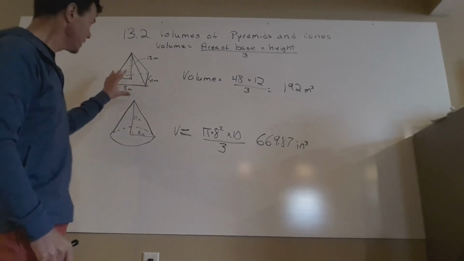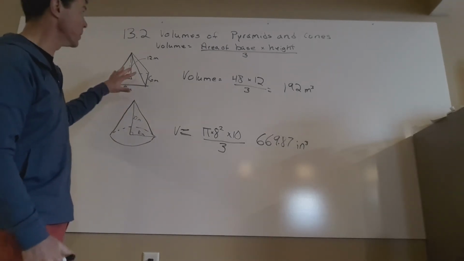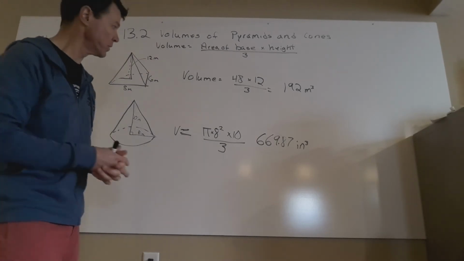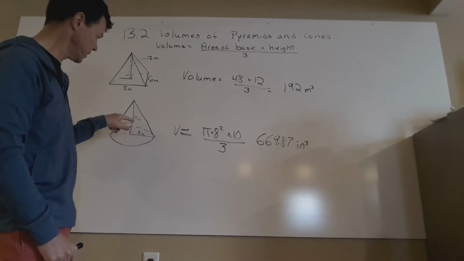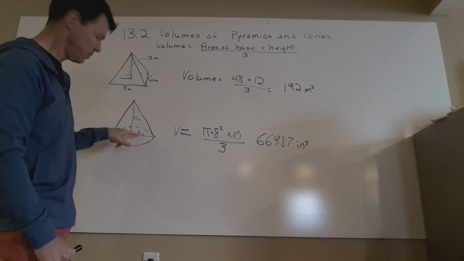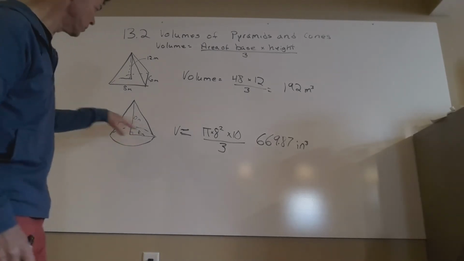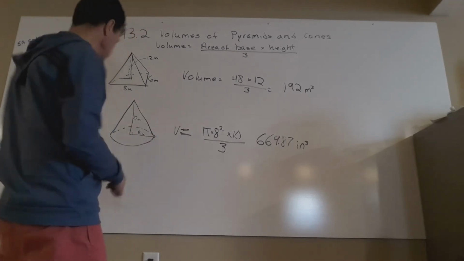So it doesn't matter if you have the cone or the pyramid. Same formula, area of the base times the height divided by 3. And sometimes you may have to do a little bit of extra work to get either the height calculation or the radius calculation, that may not be given to you, but you will have to work with either special right triangles or the Pythagorean theorem to solve those.